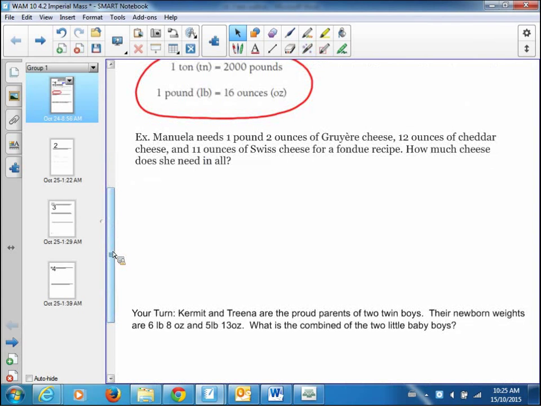Example. Manuela needs 1 pound and 2 ounces of Gruyere cheese, 12 ounces of cheddar cheese, 11 ounces of Swiss cheese for a fondue recipe. How much cheese does she need in all? Pounds and ounces. You got to sort it like you're adding up time.